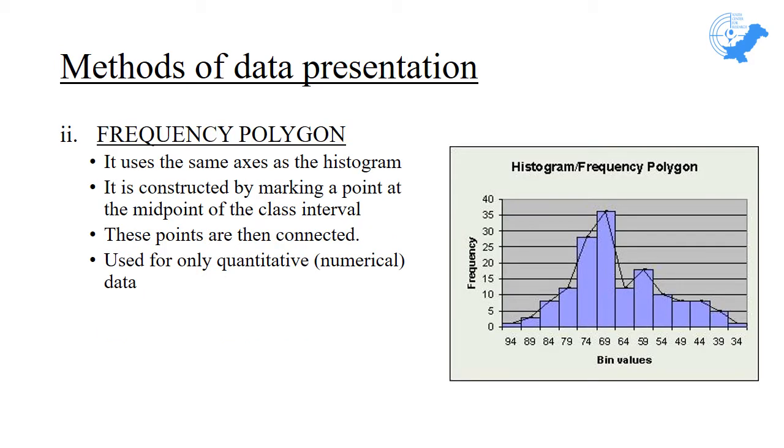Frequency polygon. It uses the same axes as the histogram. It is constructed by marking a point at the midpoint of the class interval. These points are then connected. It is used only for quantitative numerical variables. And here the figure shows an example of a frequency polygon.